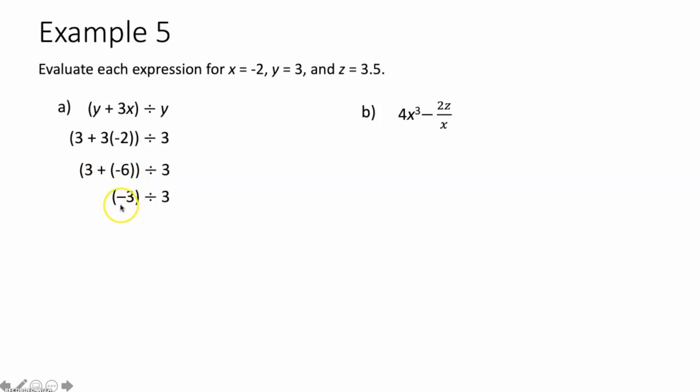Lastly, we need to divide -3 by 3. Now, when you divide two numbers that have different signs, your answer, your quotient, is going to be negative. So -3 divided by +3 is going to be -1.